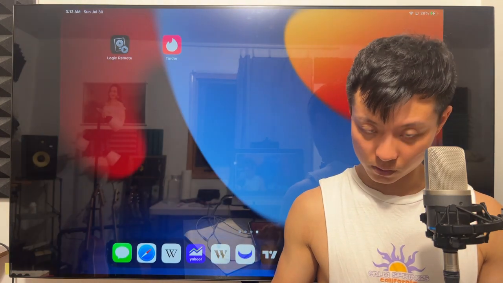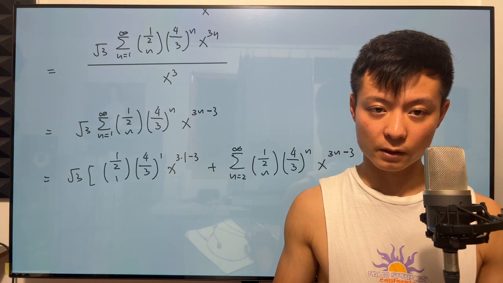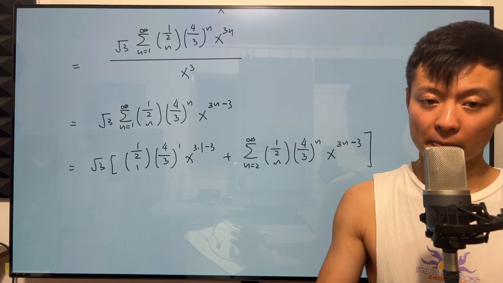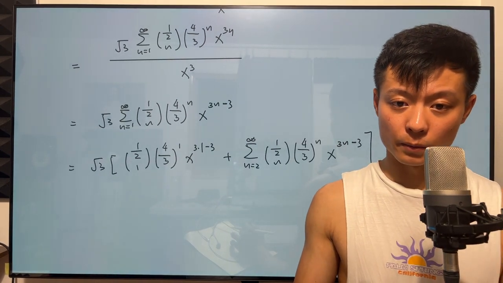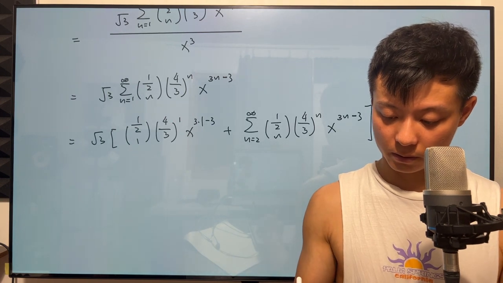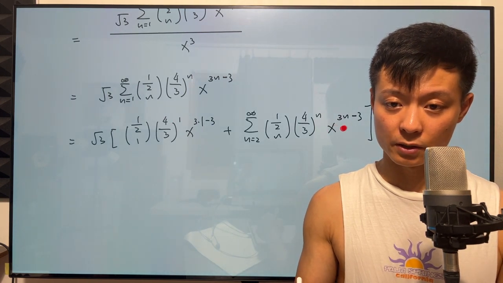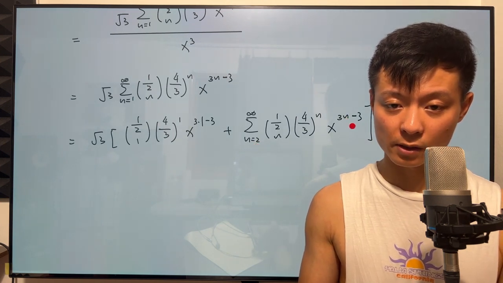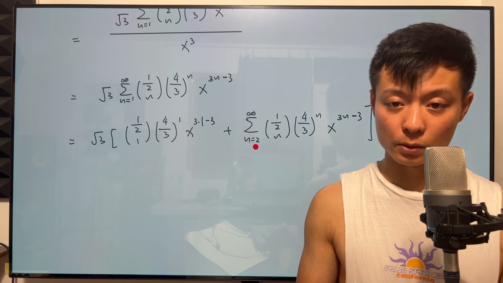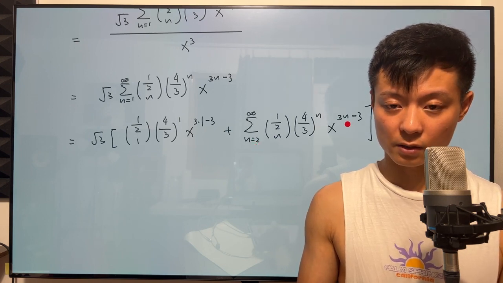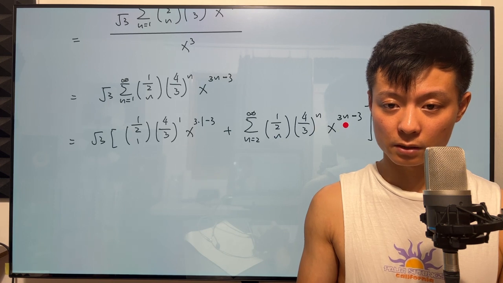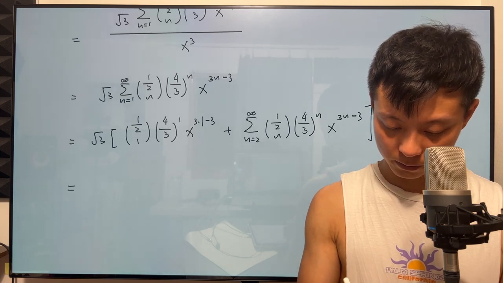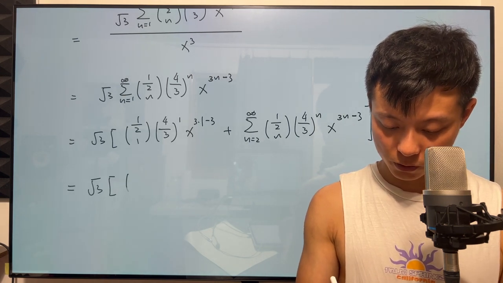My screen just turned dark for some reason. Okay, I have reset it. So that is what we have here. And then, as I said, you're going to have some x raised to some power here. So for example, when you plug in n equal to 2, you're going to have x raised to the power 3, and when you plug in n equal to 3, you're going to have x raised to the power 6. So let's just write that out to avoid some confusion.